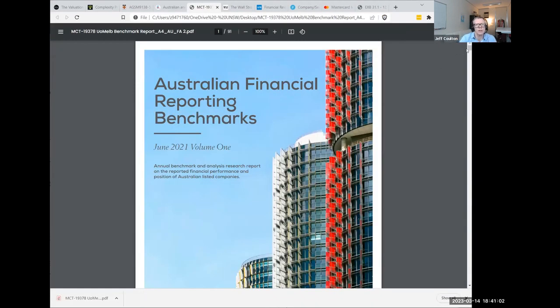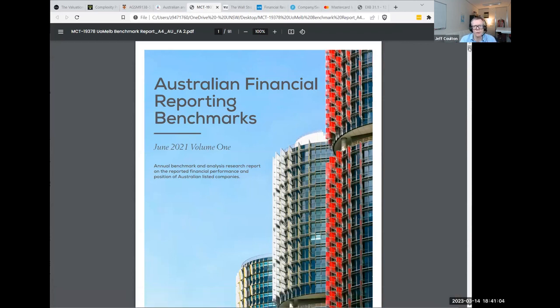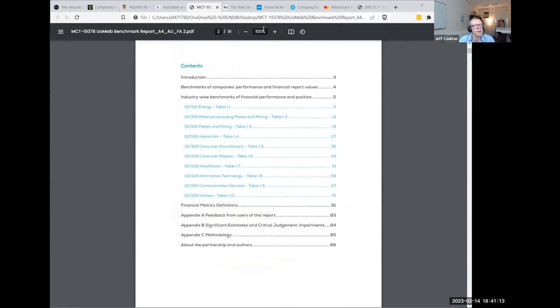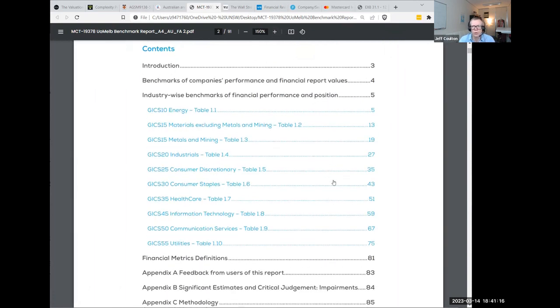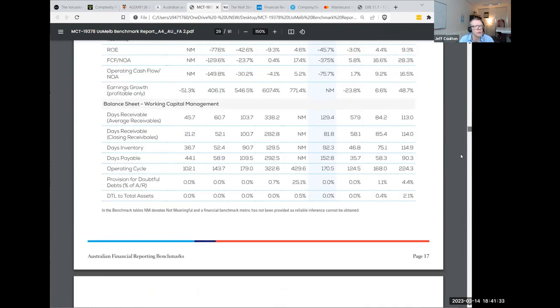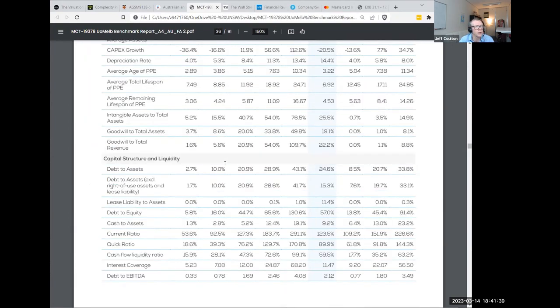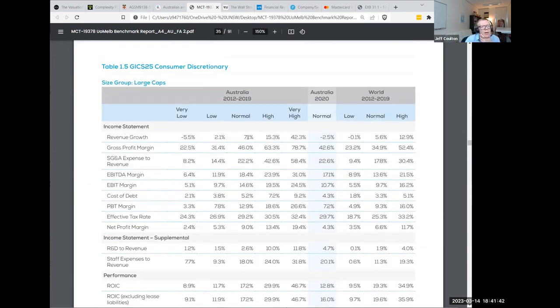So what this document is, for those that haven't seen it, and I know one or two of you have seen it in a previous course, is it calculates typical ratios by industry code and also sorts by size, because we know that for certain industries, large firms look different to medium firms, which look different to small firms. So if I want to look at JB Hi-Fi in consumer discretionary, I go to page 35 and I will see consumer discretionary. If I go to the large caps, here's what I can get.